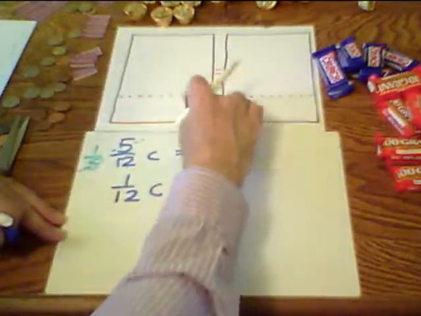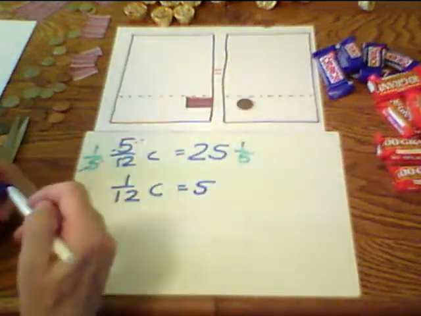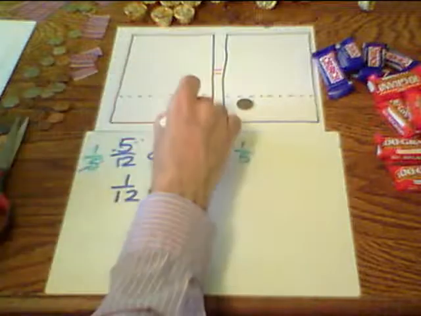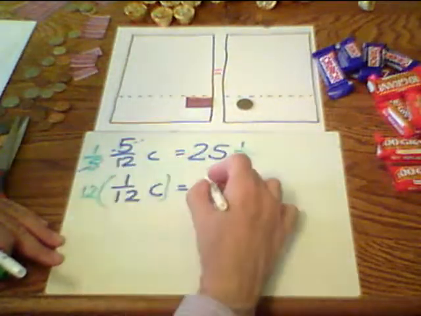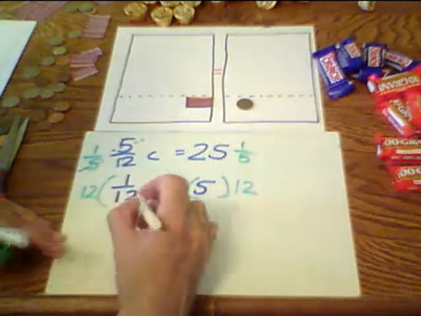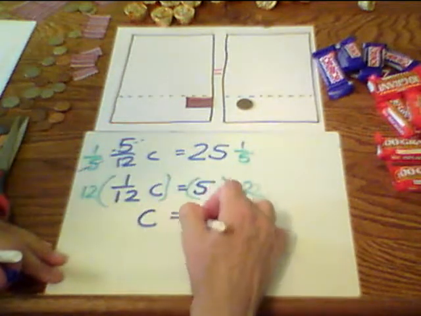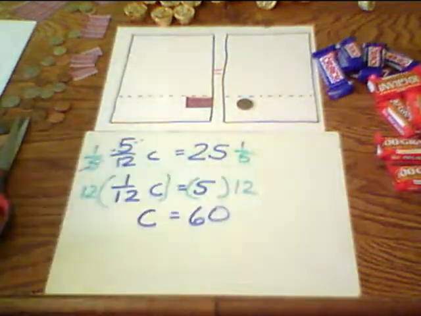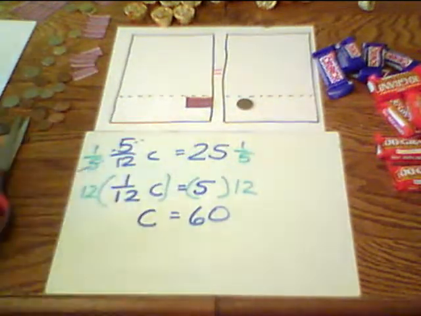Okay, and then when I did that, I knew that, okay, 1 of these is worth that. I want 12 of those, a whole candy bar. Okay, and then that's where I come up with the candy bar is equal to 60 cents. All right, and I'd put that on the board because I want the students to start to notice a pattern.